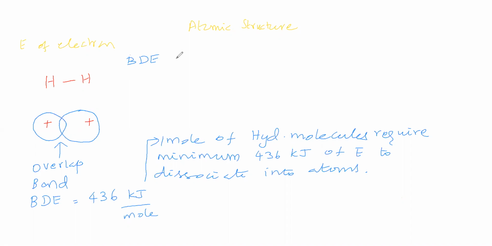The bond dissociation energy of a hydrogen molecule is x electron volt. We will say x electron volt per molecule, because hydrogen exists in the form of a molecule. X electron volt per molecule, like this we will take.